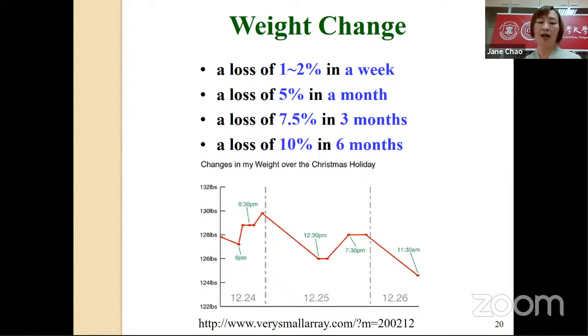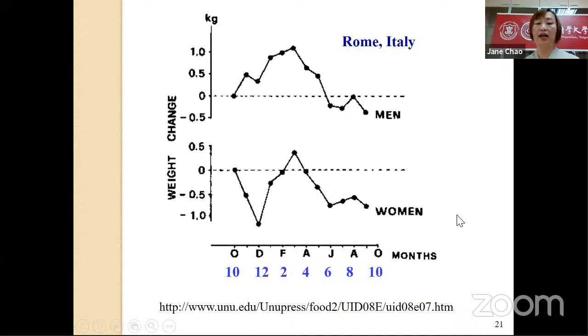This graph shows different days, especially around Christmas Eve or after Christmas, where you can see that at different times you can have a different weight. So your body weight fluctuates on different days. And your body weight can also fluctuate in different months, from October to the next October. The top graph shows men's body weight changes, and the lower graph shows women's body weight changes. For both men and women, you can see body weight changes in different months during a year. So we have body weight changes in different seasons.